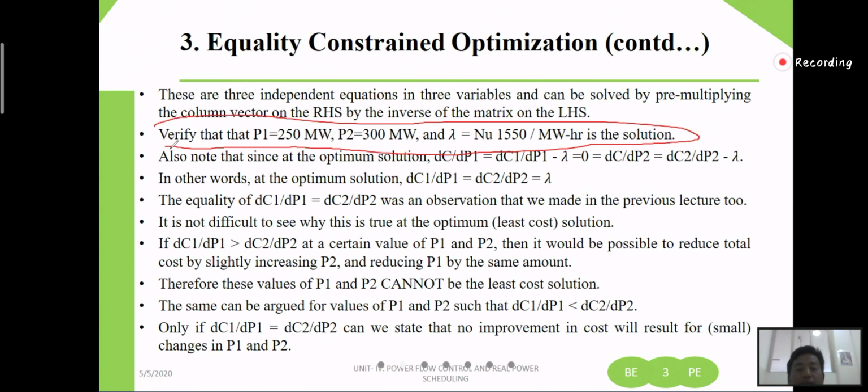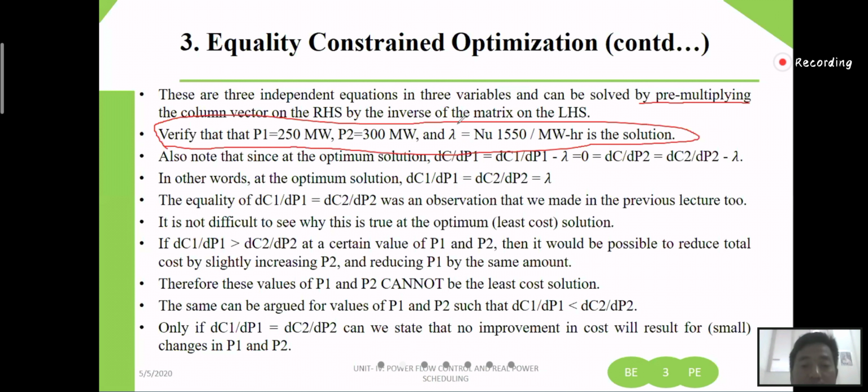Okay, so by solving that matrix, the steps have already been given. Only the solving is left, so I have not solved the matrix. But to some extent I have given a hint, by pre-multiplying the column vector on the RHS by the inverse of the matrix on the LHS. So you will get P1. That's why I have asked you to verify whether you are getting P1 equal to 250 megawatt and P2 equal to 300 megawatt. So the total demand will be 550 megawatt, which means we are fulfilling the equality constraint.